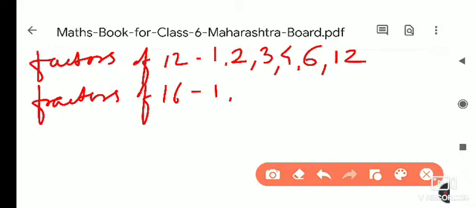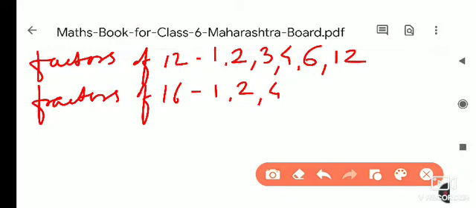In the same way, we are now finding the factors of 16. 1 is a factor. This number is divisible by 2 because the unit place is 6. Then 6 plus 1 is 7, so this number is not divisible by 3. Next, 4 4s are 16, so 4 is a factor. 5, no. 6 2s are 12 and 6 3s are 18.